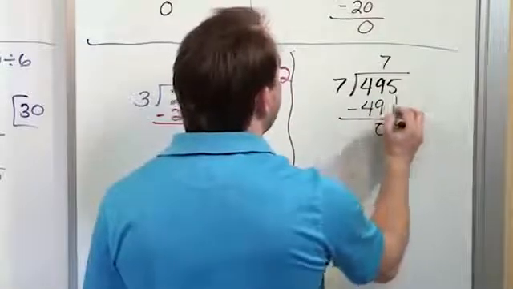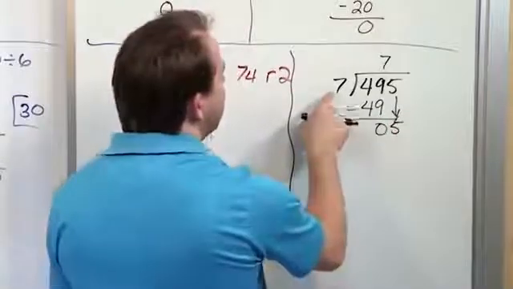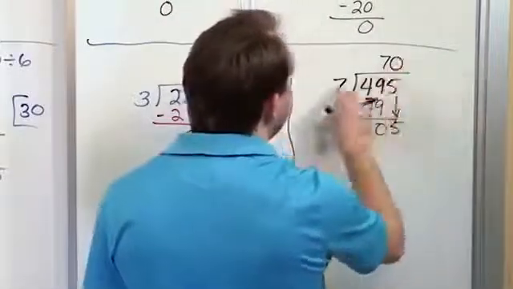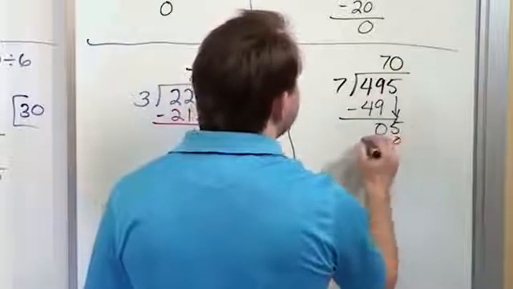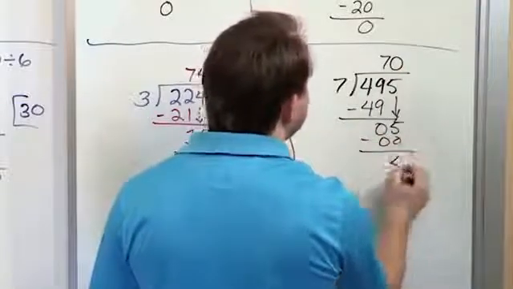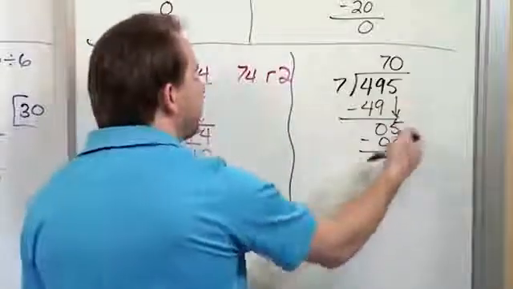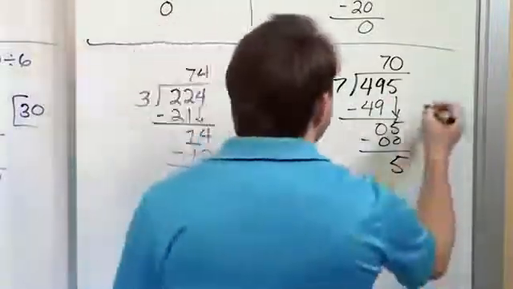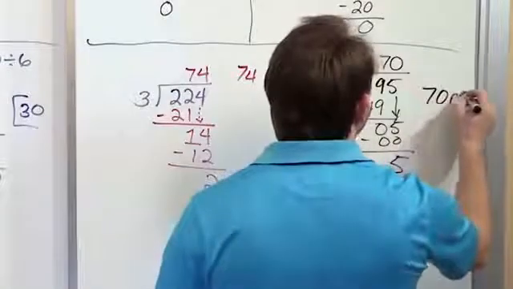After the subtraction, I always drag the next digit down. How many times can 7 go into 5? Well, it really can't, so I have to put a 0 here. I multiply and get a 0, and then I subtract. 5 minus 0 is again 5. So I've done subtracting again. I look for another digit to drag down, and I don't have one. So the answer I get here is 70 with a remainder of 5.